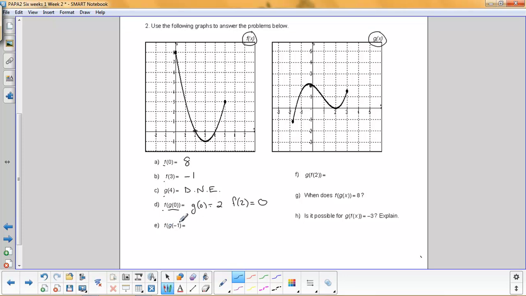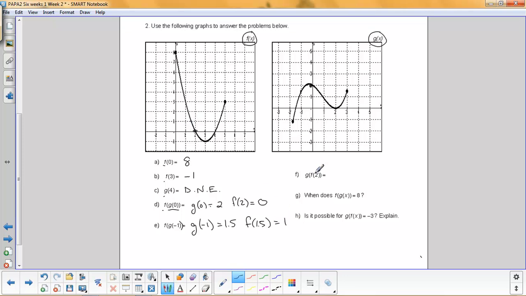f of g of -1. There's supposed to be a second set of parentheses there. g of -1. Always work from the inside out. g of -1 is 1.5. The output of the inside function becomes the input of the outside function. So I will substitute f of 1.5, and f of 1.5 is 1.